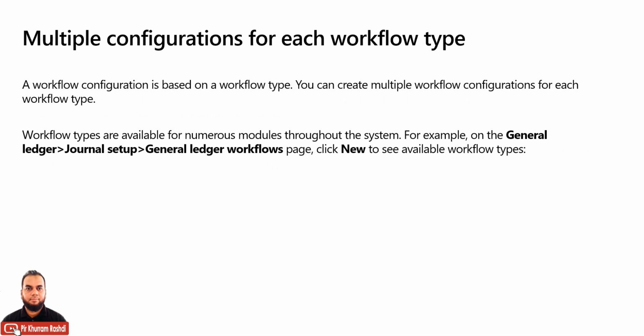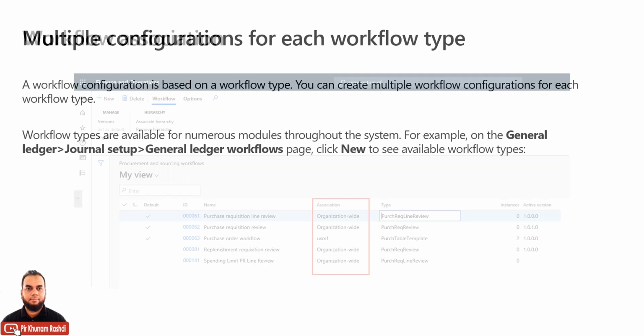For example, the example here is given of journal ledger, in which, in journal setup, we can go and check out the journal ledger workflow page, and then we can create a new workflow type. And also for different journal numbers, different journal setups, we can configure a separate workflow as well. And these journals are configurable through the journal ledger module, which works across the finance module.